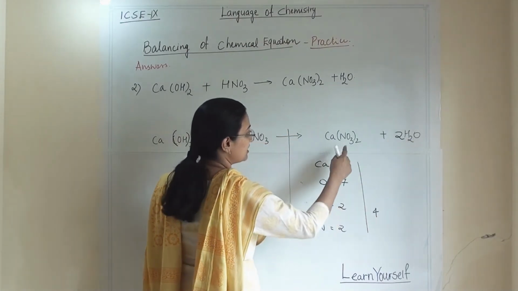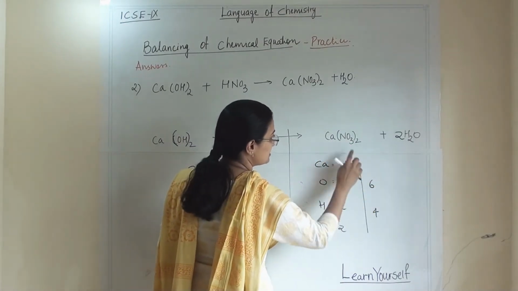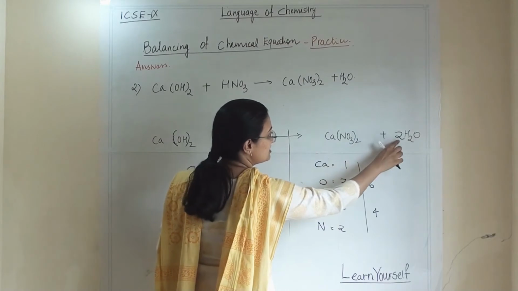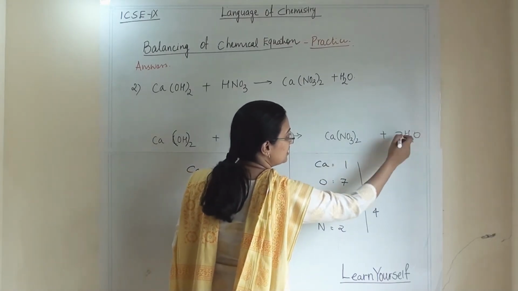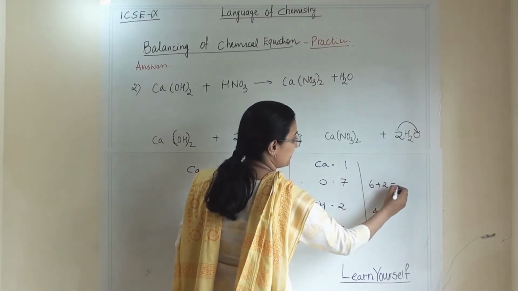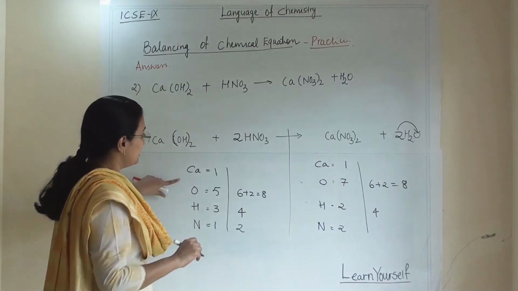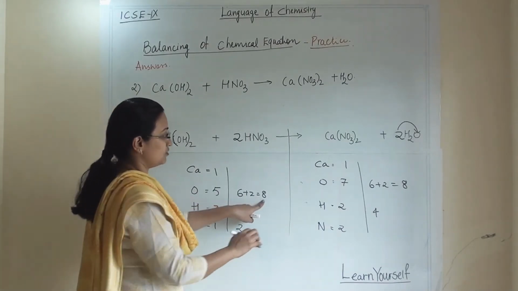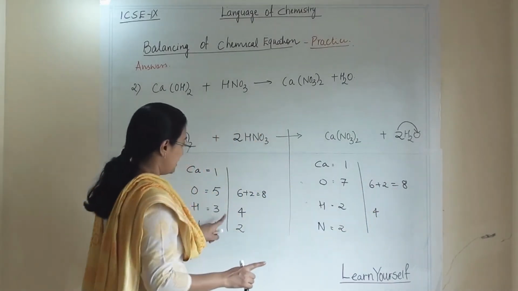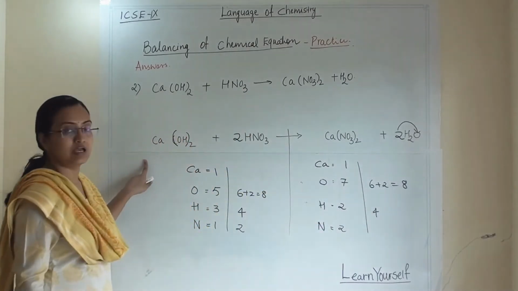Let us count it again. 3 into 2, so 6 oxygen from here, and this 2 is applicable to this oxygen also. So plus 2 equals 8. Now you can see oxygen 8, hydrogen 4, hydrogen 4. So our equation is balanced.